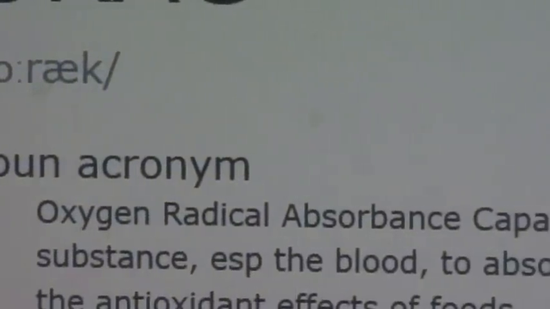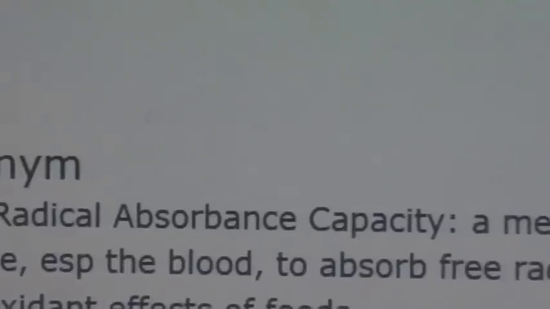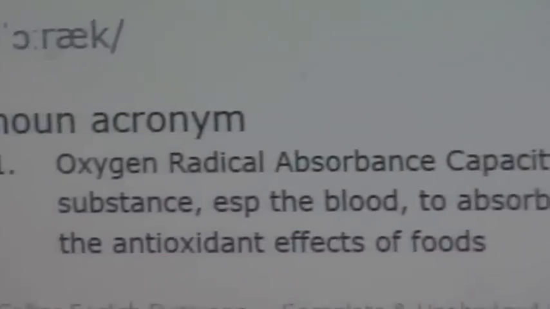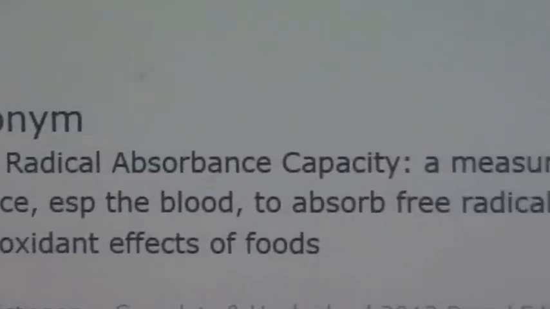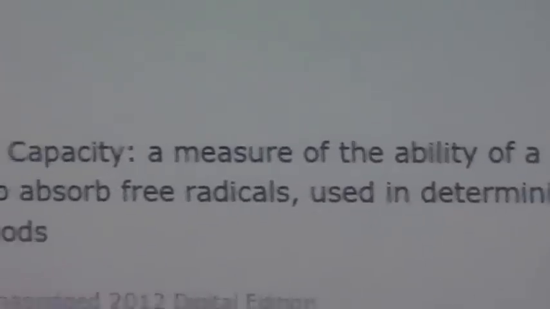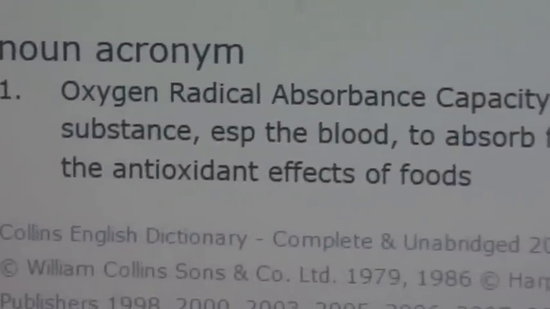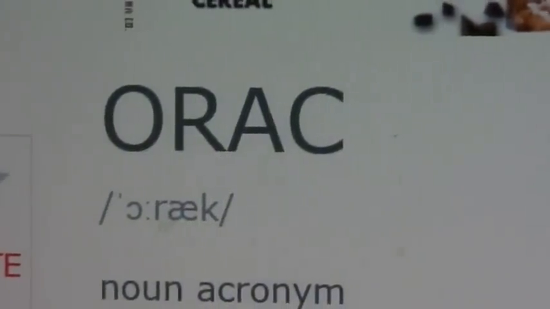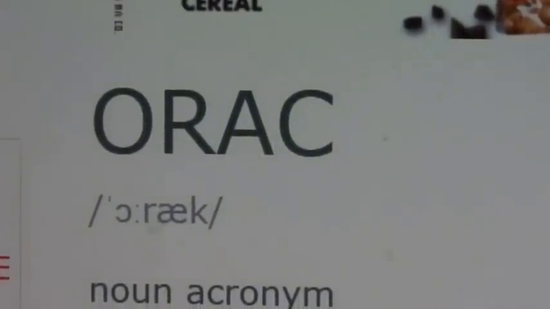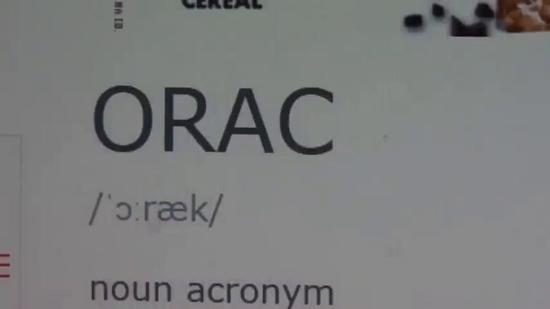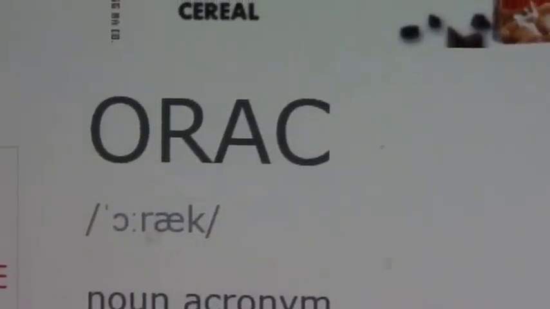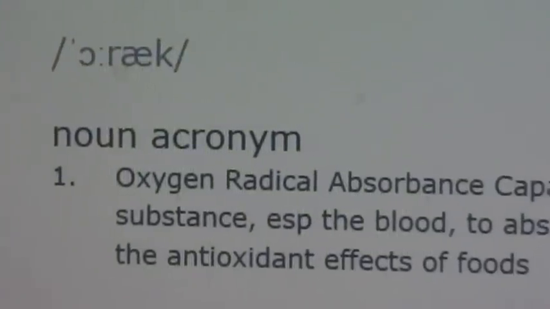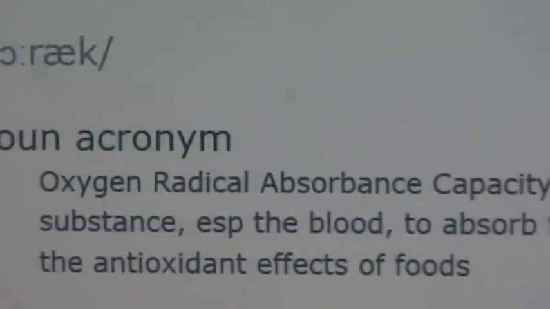Basically what this means is oxygen radical absorbance capacity. This is a measure of the ability of a substance, especially the blood, to absorb free radicals, used in determining the antioxidant effects of food. So ORAC are the good guys, free radicals are the bad guys. The more of the good guys you have, the less of the bad guys you're going to have and the less disease. That basically sums it up. So once again, oxygen radical absorbance capacity.